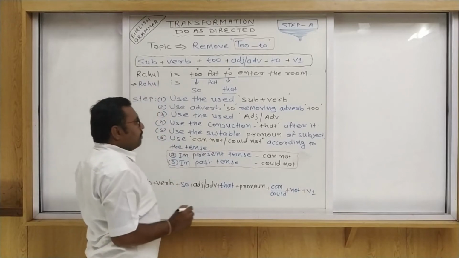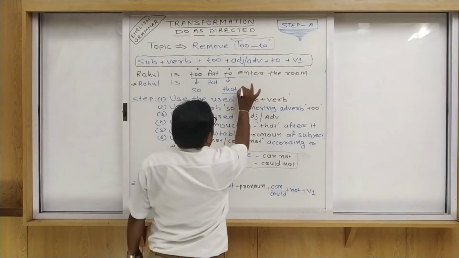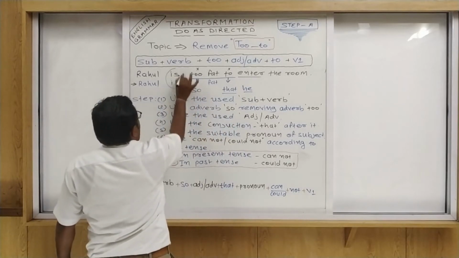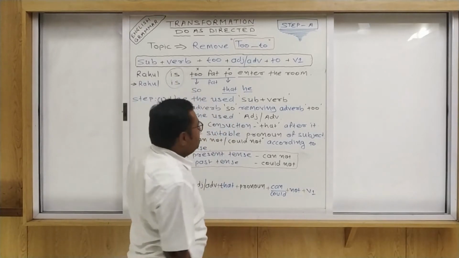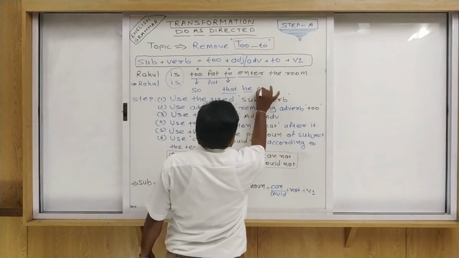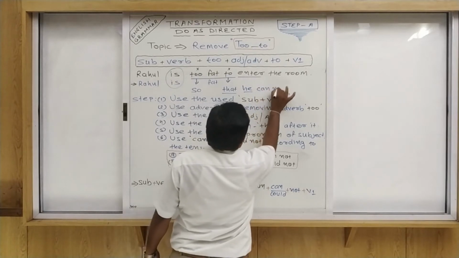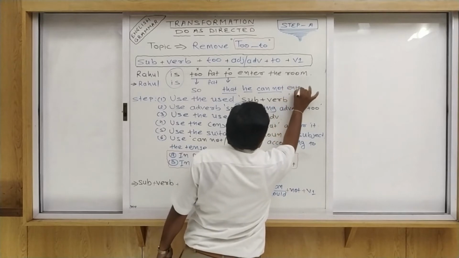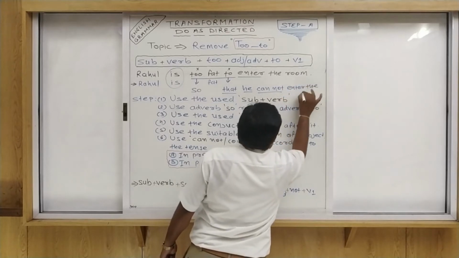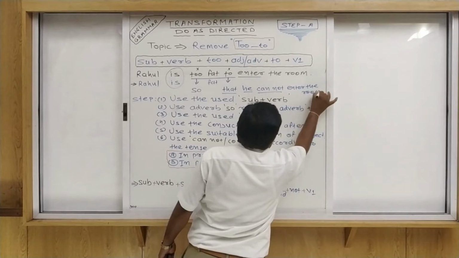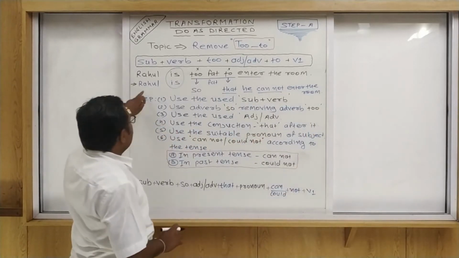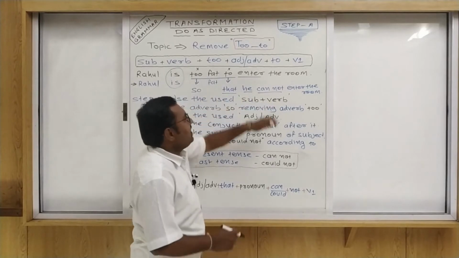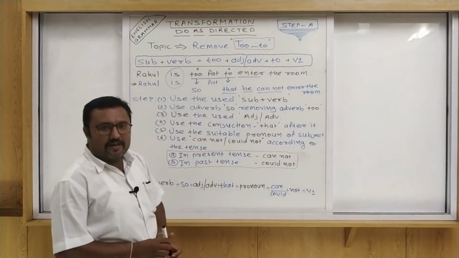So Rahul, the pronoun is 'he'. Then see that present tense is used here, so he cannot enter the room. Okay, Rahul is so fat that he cannot enter the room.